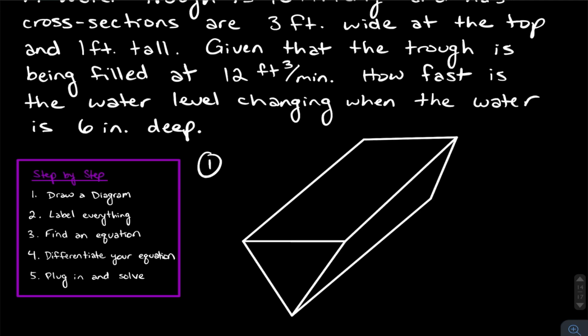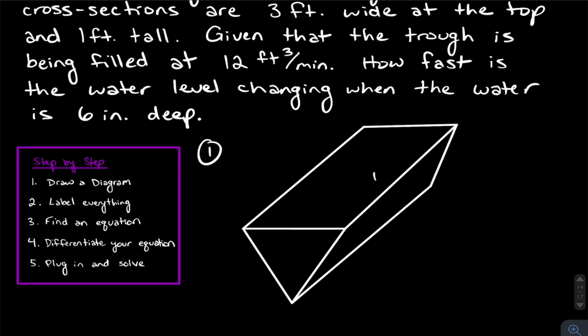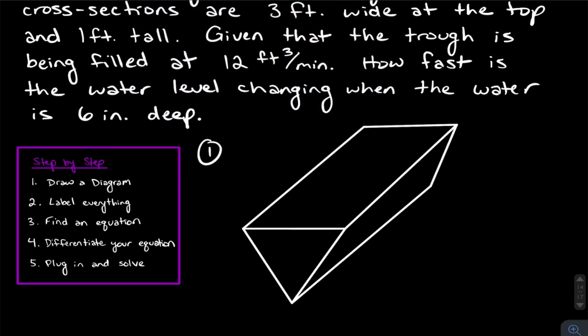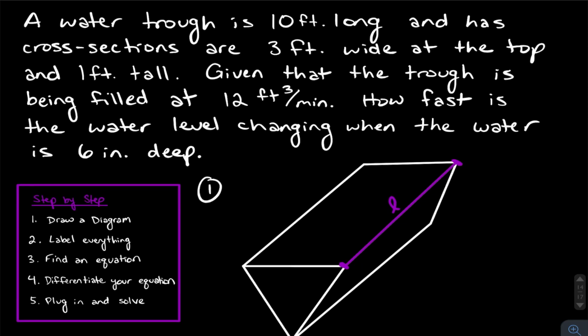Anywho, so that's a triangular prism, at least it's supposed to be, and it's 10 feet long. That's how long it is. And so we can label that as L. It's nice to use symbols at first because they'll come in handy later, right? That's 10 feet long, and that's something we'll identify in step 2.